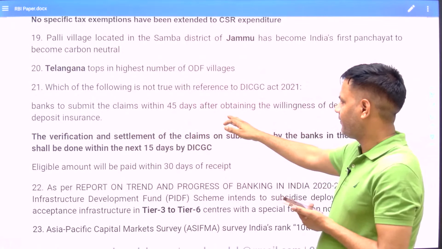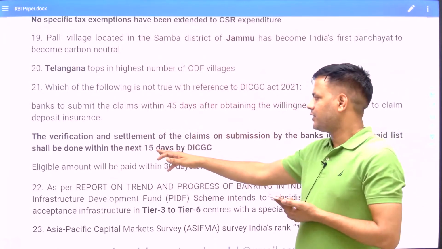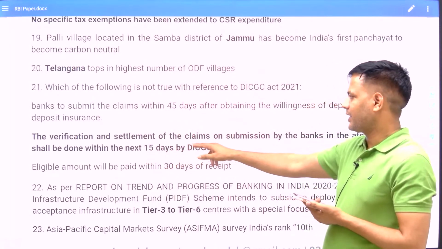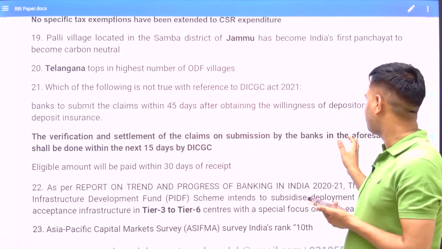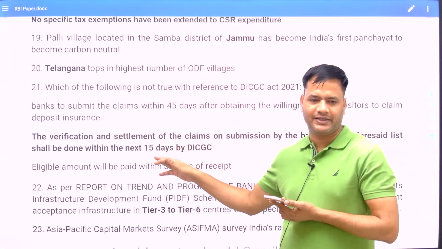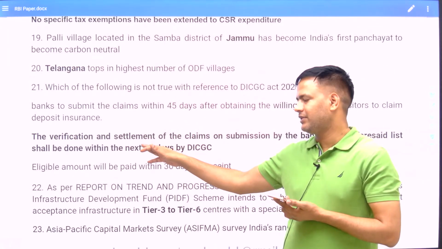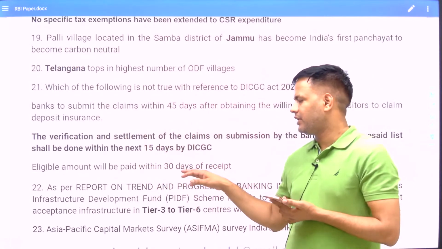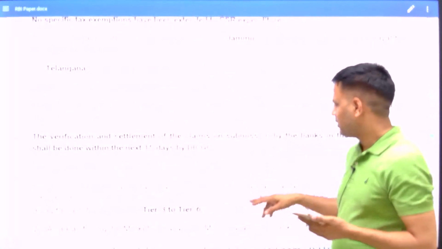The bank must submit the claim within 45 days, and in the second option 50 days was mentioned. The verification and settlement of the claim on submission by the banks in the forced list shall be done within the next 15 days. This is wrong; the time is 45 days. The third option was that the eligible amount will be paid within 30 days of receipt.